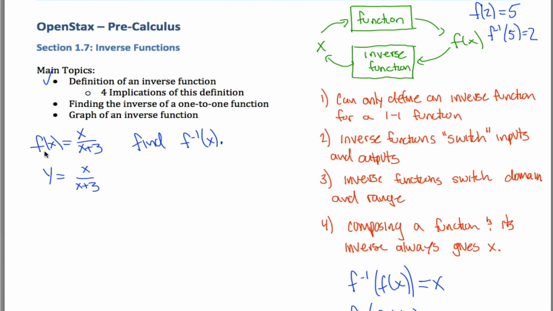Why do you do that? Because I'm going to do a lot of algebra, and I don't feel comfortable doing algebra with this f of x symbol. The f of x is just the y. Just change it to a y so it's easier to do algebra. You're not really changing anything.